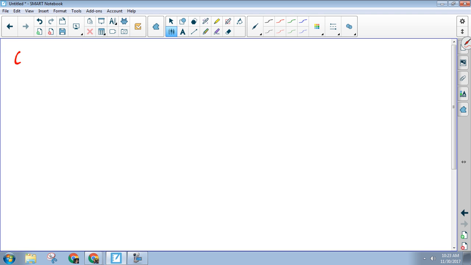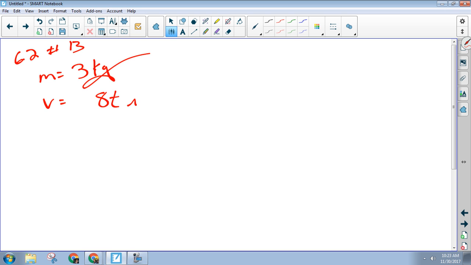All right, here we go. 6.2, number 13. It says the velocity of a 3 kilogram particle is given by v equals 8t i plus 3t squared j, in meters per second with time in seconds.